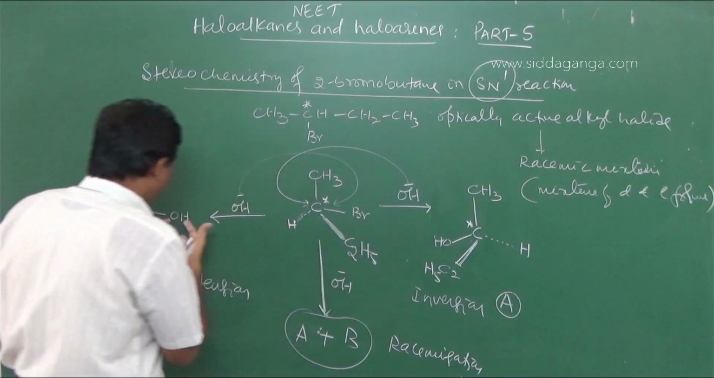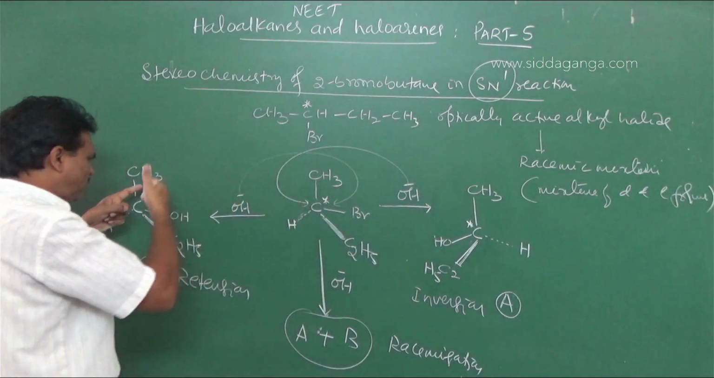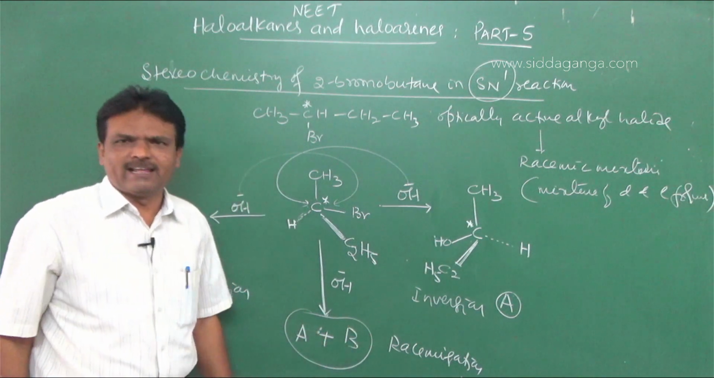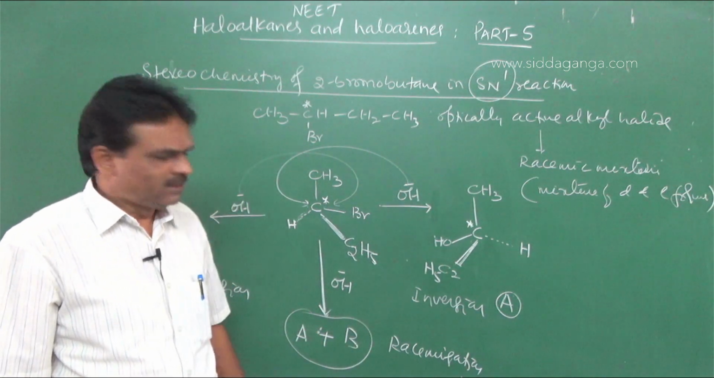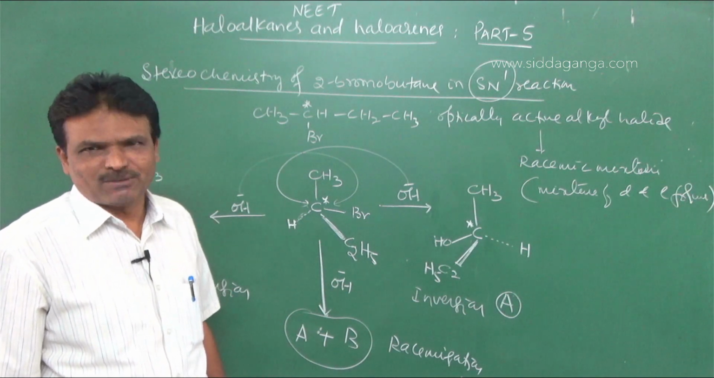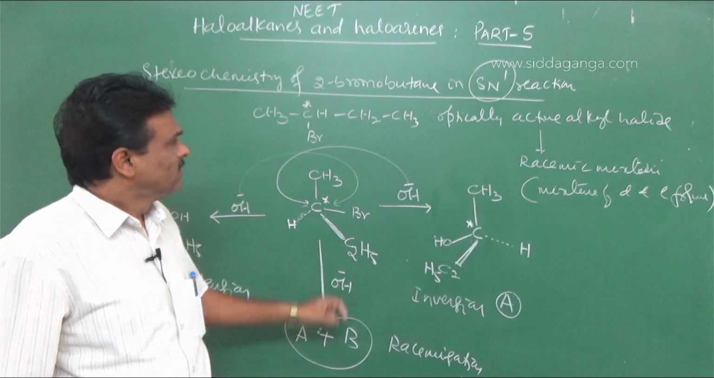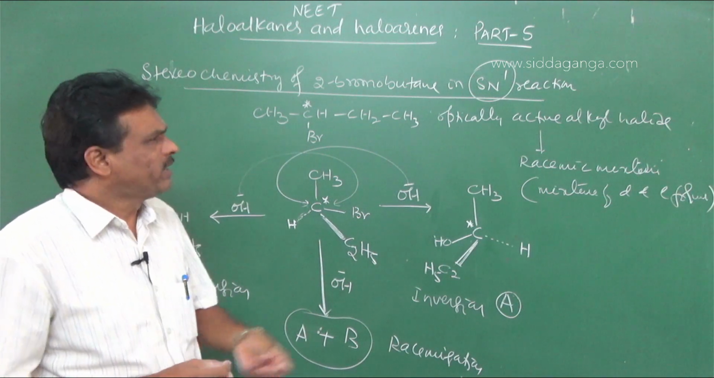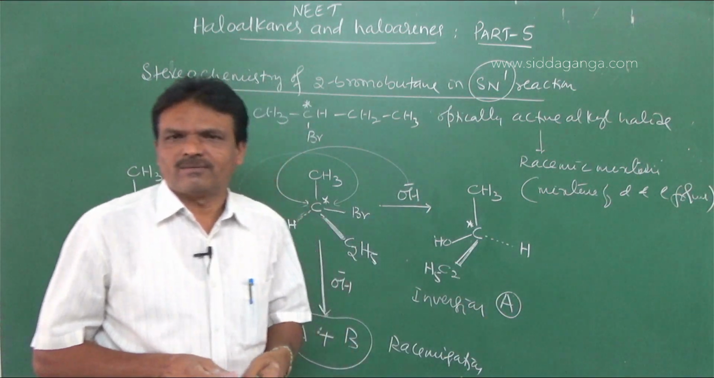Br is replaced by OH. This is dextrorotatory, this is dextrorotatory. So therefore a mixture of both D and L forms is formed. That leads to the formation of racemization. Clear? So this is about the stereochemistry of 2-bromobutane in SN1 reaction.